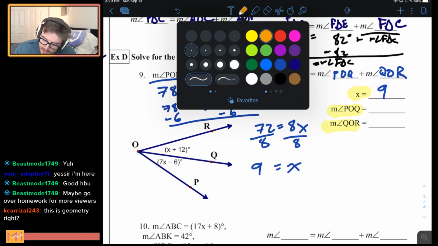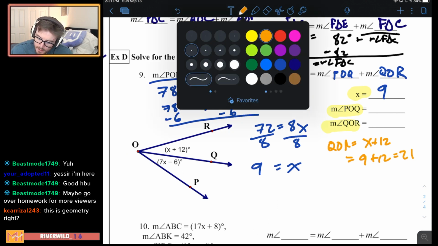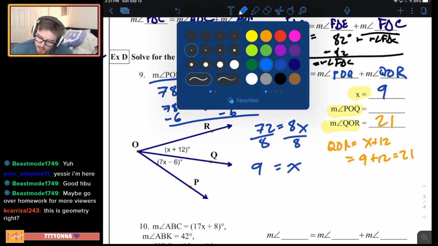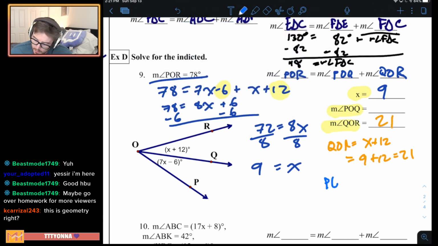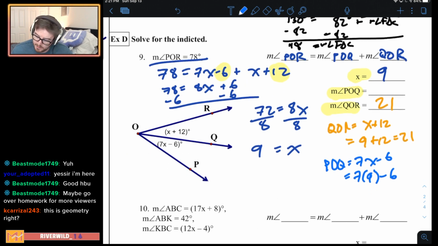So, with that being said, let's plug in x. QOR is x plus 12. So, therefore, 9 plus 12 gives me 21. And so QOR is 21. And then POQ is 7x minus 6, and x is 9. So 7 times 9 is 63. 63 minus 6 is 57.